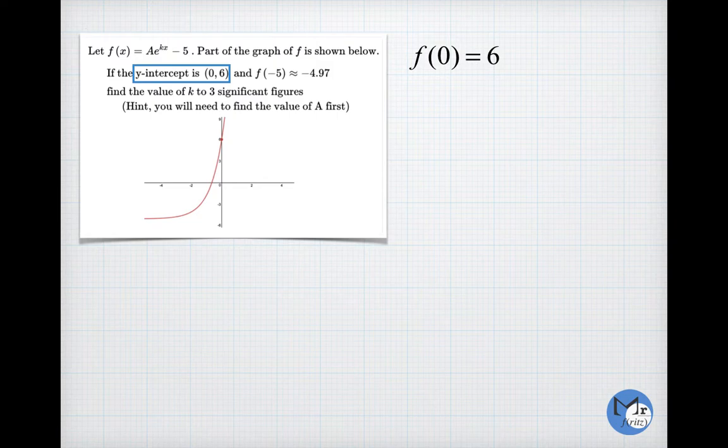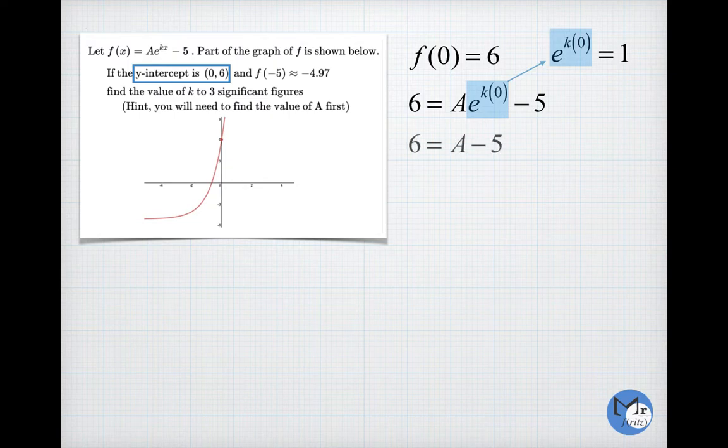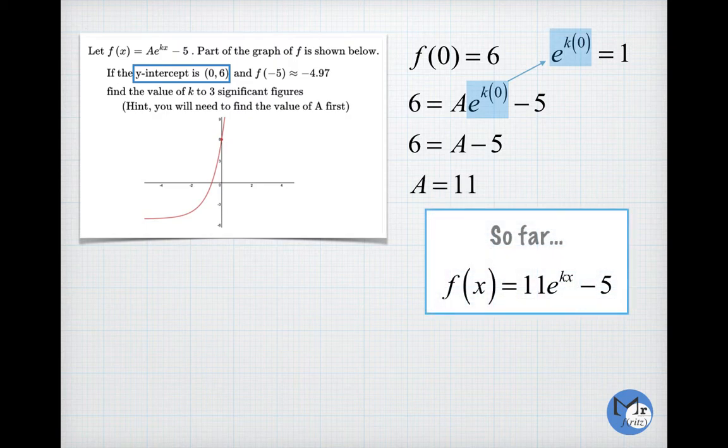That means I can substitute this information into my equation so that 6 is equal to a times e to the k times 0 power, all that minus 5. We know that e to the k times 0 power is equal to 1 since e to the 0 equals 1. So I can rewrite this equation as 6 equals a minus 5. We'll add 5 to both sides, and we'll get a equals 11. So far we know that our equation is f of x equals 11 times e to the kx minus 5.